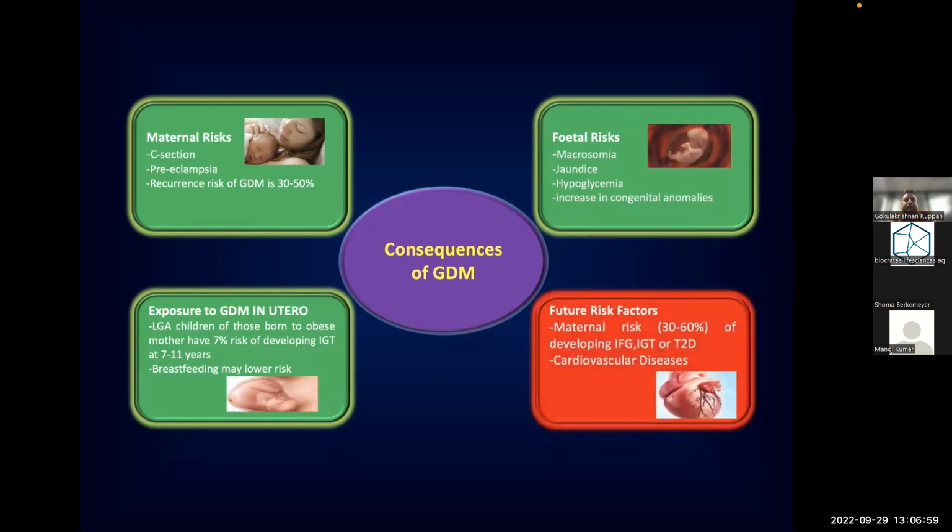And what are the future risks? For the mother, around 30 to 60% risk of developing impaired glucose tolerance or impaired fasting glucose, and of course type 2 diabetes; there is a high chance of developing postpartum type 2 diabetes. Recent studies have also indicated an increased incidence of cardiovascular disease.